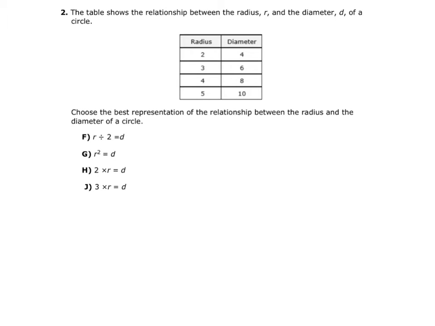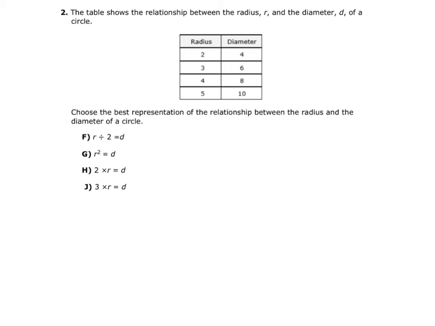Number 2 says the table shows the relationship between the radius r and the diameter d of a circle. Choose the best representation of the relationship between the radius and the diameter of a circle. So you can do this without even looking at the table given, knowing what radius and diameter are comparative. But if you forgot or weren't sure, you can use this table that is given.